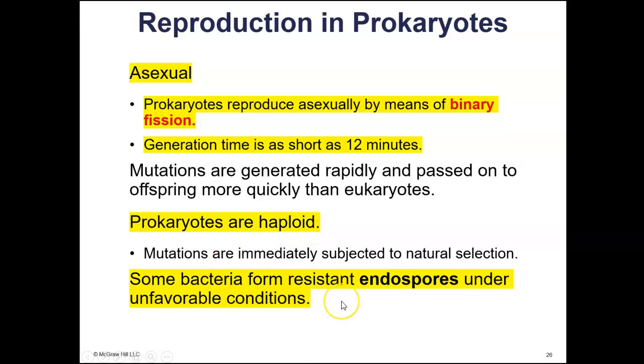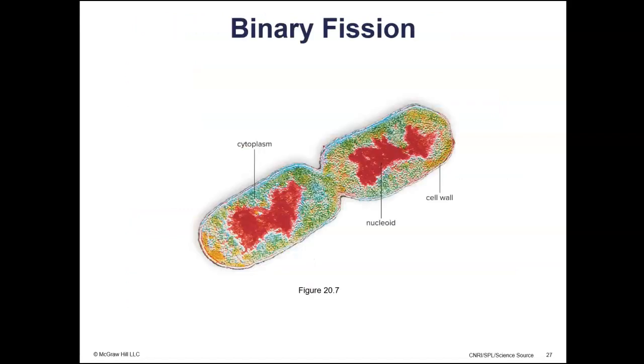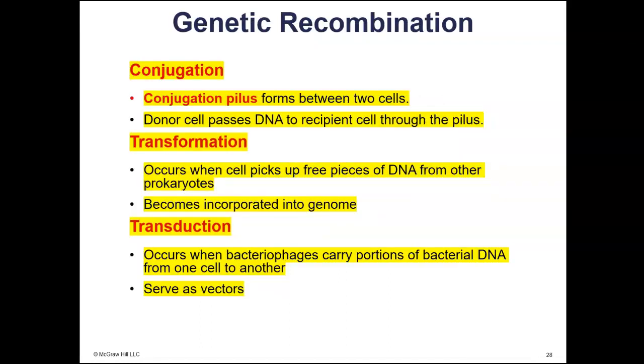Some bacteria can form endospores, such as Clostridium botulinum, the bacterium that causes botulism. Endospores are resistant to unfavorable conditions, and then they will become active when conditions become favorable. This is just an image of binary fission taken with an electron microscope.